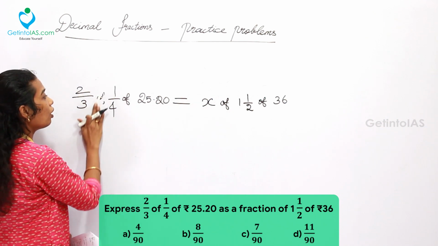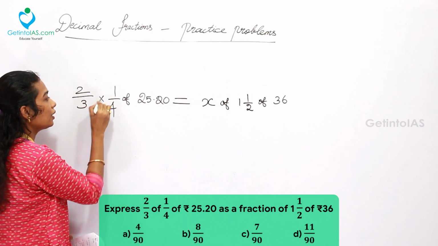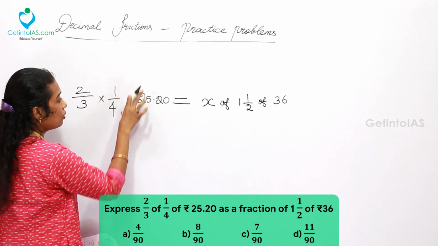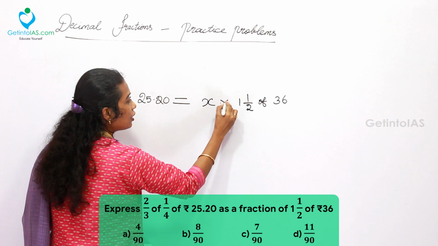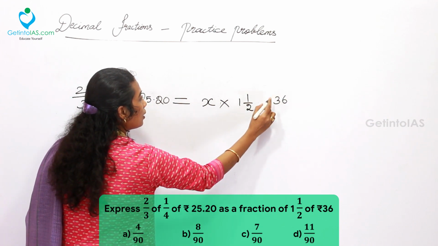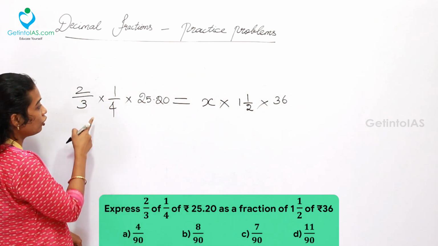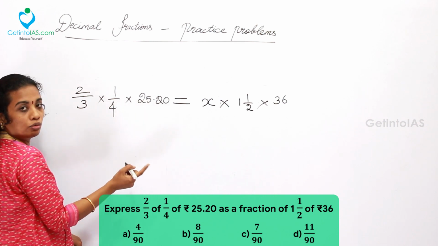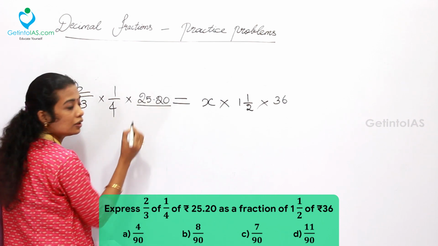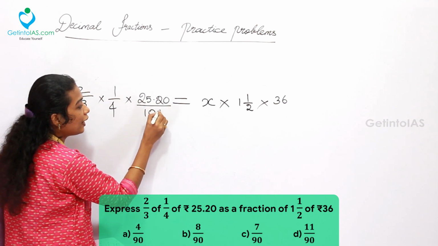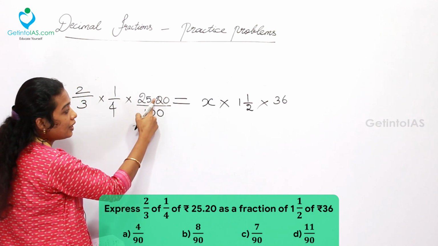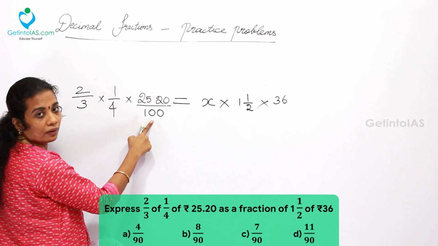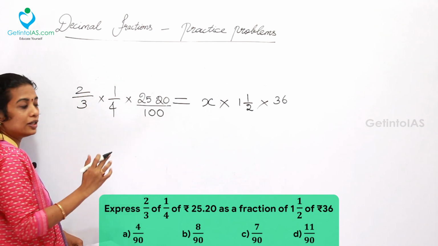Let's solve. For 'of', you can make multiplication. Here also you can make multiplication. Everywhere you can make multiplication. Now 25.20. First of all, you want to remove the decimal point with the help of 10 power 2. Why? Because the decimal is placed after 2 digits. For the 2 zeros, you want to make it with 100. Now you can easily solve it.